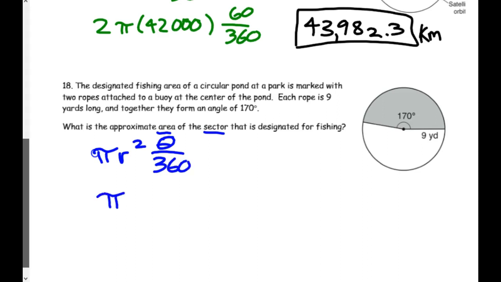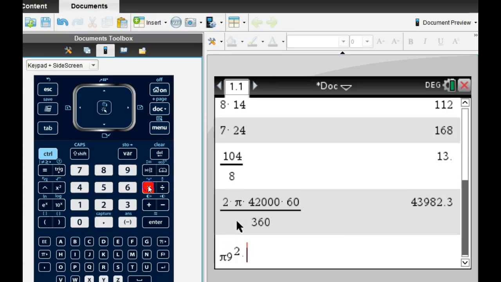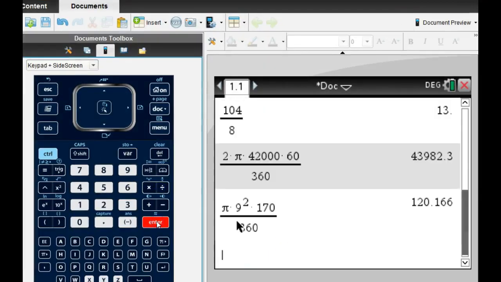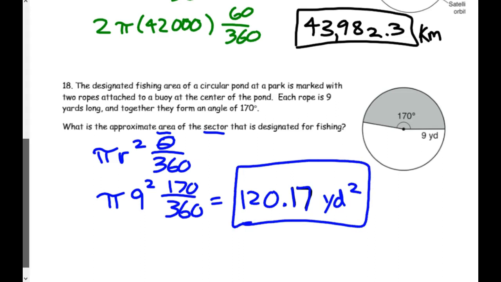So I'm doing pi 9 squared, 170 over 360. So let's do that. And we get 120.17. And this is going to be yards squared, because we're talking about area of a sector. Okay? Cool. Next one.